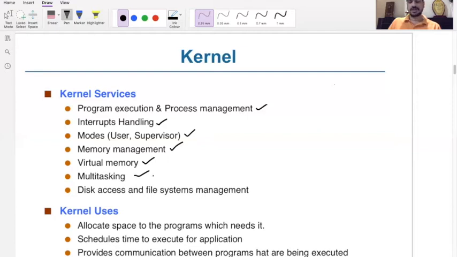And it is also a part of CPU management, how a CPU will be managed in such a way so that multiple tasks will be run on the CPU. That is also done by the kernel. Then there is disk access and file system management.